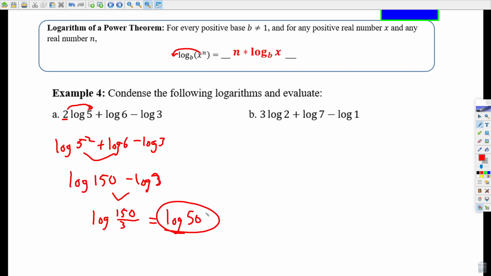And I would try to see if I could go further, but there's a 10 here, and you can't raise 10 to a power to get a nice number like 50.